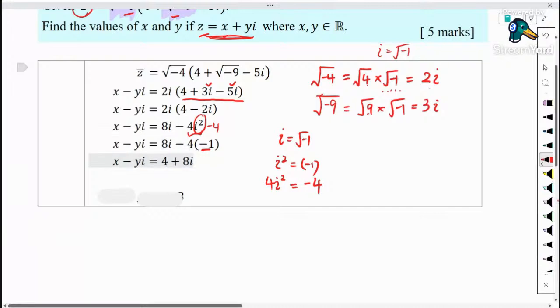And now, watch out, compare real with real. I have x equals 4. Compare the imaginary parts, which are the coefficients of i, and I find that y equals negative 8, because originally you compare negative y equals 8. So rearranging, y equals negative 8. There goes the answer.